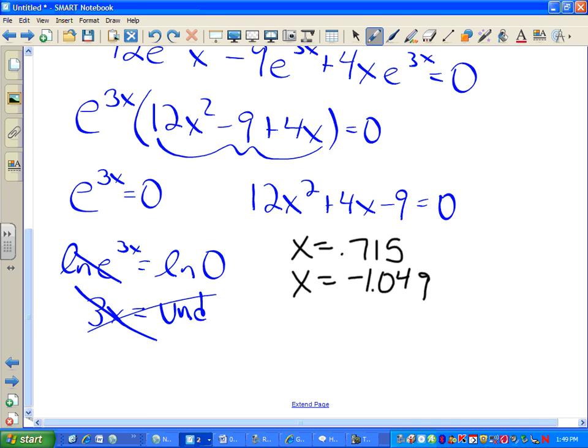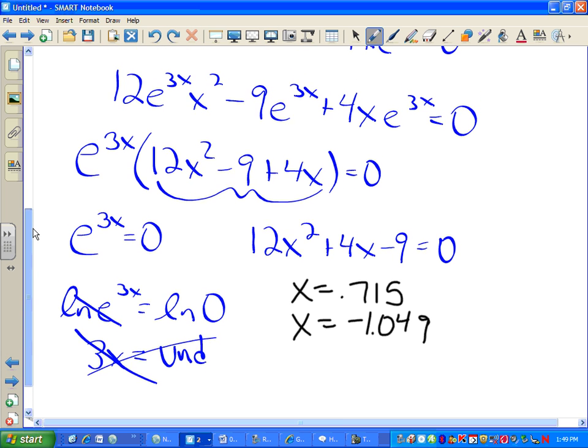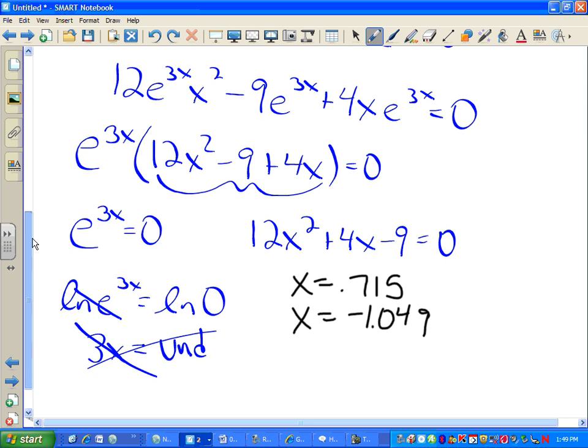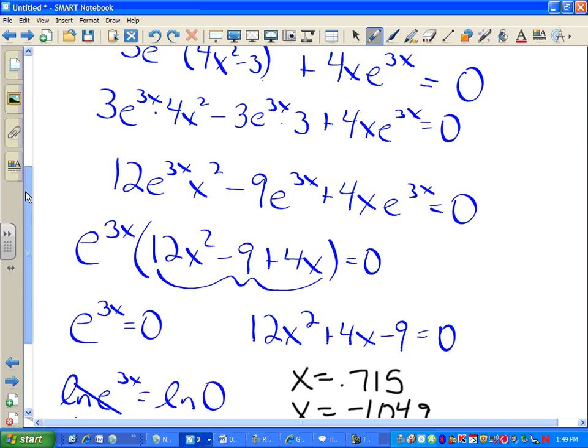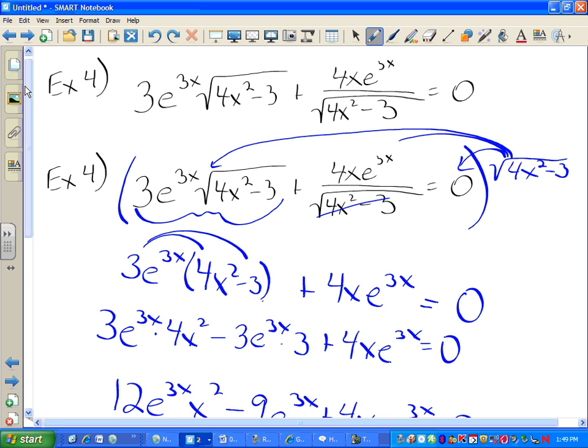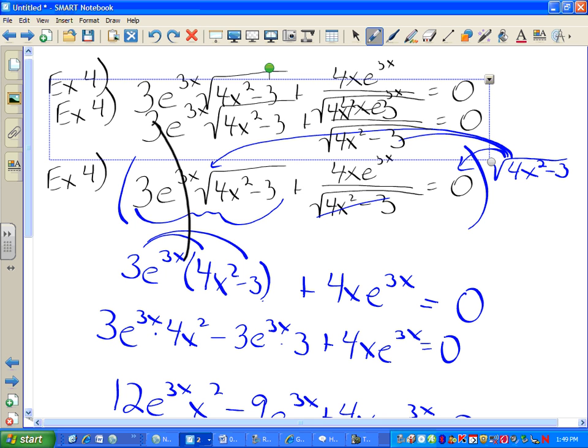Now we have to see which one actually works. Let's see. Maybe they both work, maybe one works. So we're going to have to check our excluded values. Let's go back up and look at the original question. The original question, which I think I'll copy again.